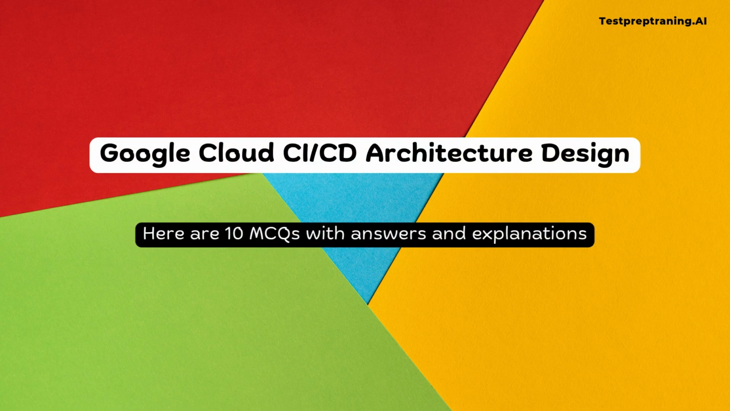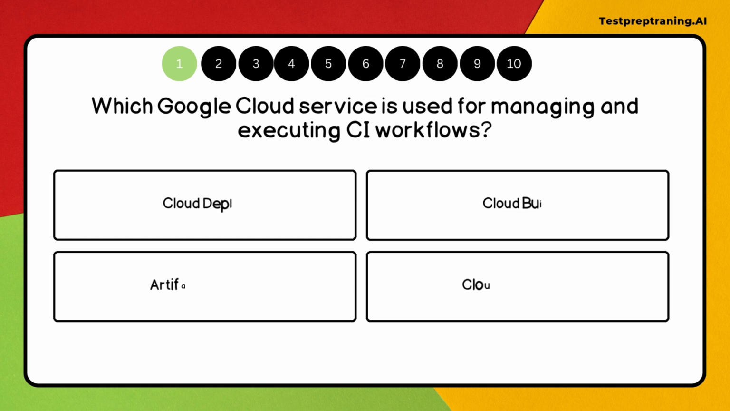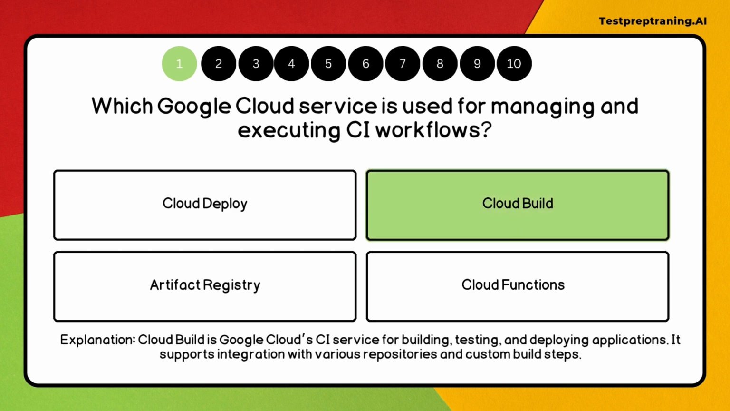Here are 10 MCQs with answers and explanations on Google Cloud CI/CD architecture design. Question 1. Which Google Cloud service is used for managing and executing CI workflows? Correct answer is Cloud Build. As Cloud Build is Google Cloud CI service for building, testing, and deploying applications. It supports integration with various repositories and custom build steps.